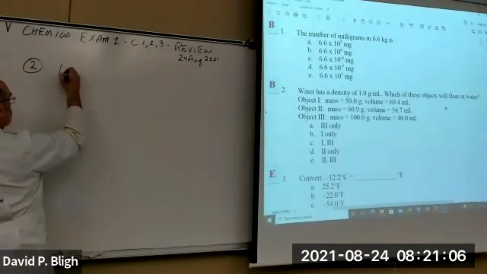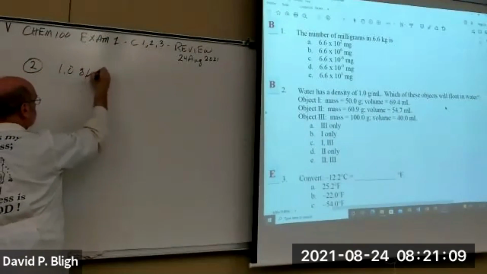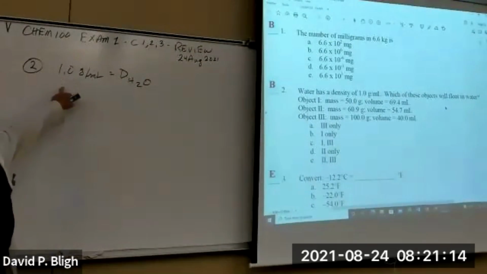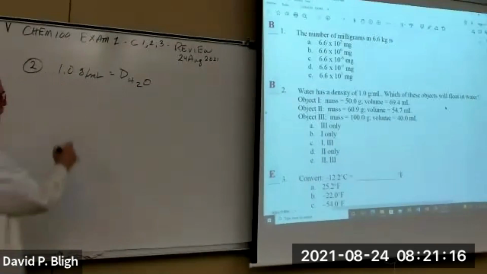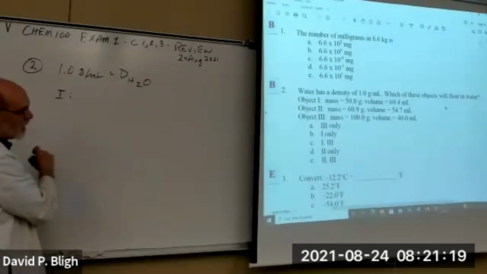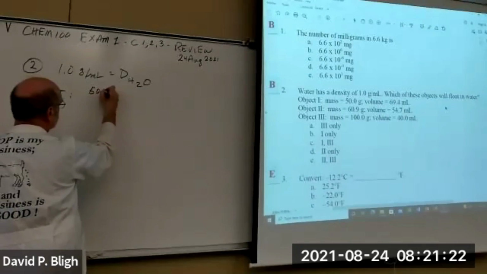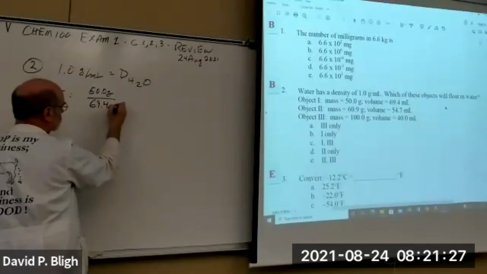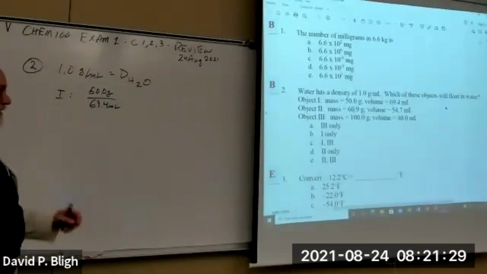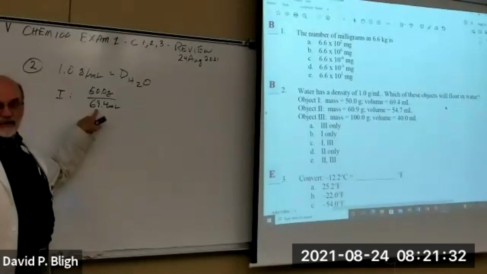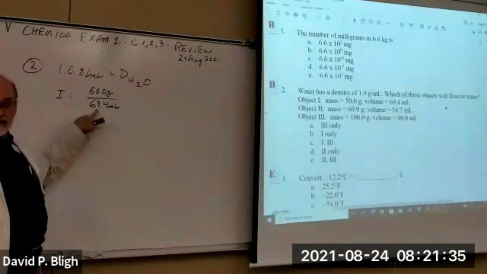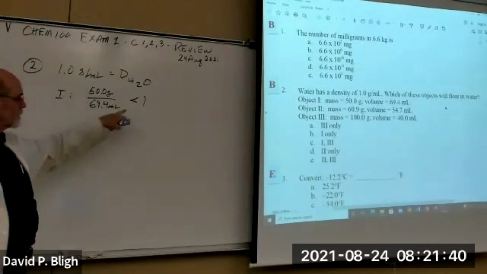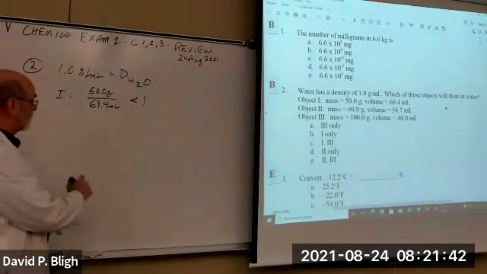If this is your target, that's the density of water, and anything less than that will float, then you look at object 1. You have 50 grams in 69.4 milliliters, correct? So is that greater than 1 or less than 1? Less than 1, isn't it? The denominator is bigger than the numerator, so that one will float. It's less than 1.